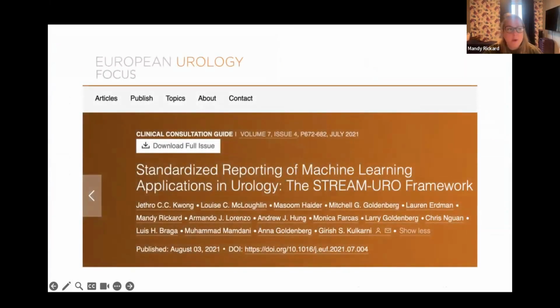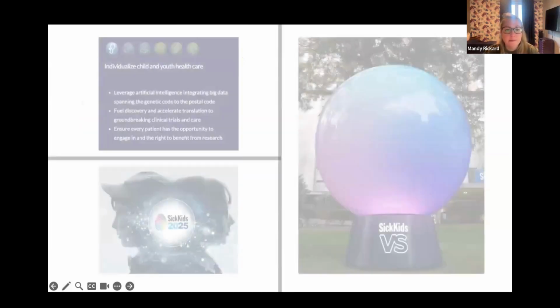And so because of this wide uptake of this technology, we proposed a framework of reporting of machine learning research in urology. STREAM-URO offers suggestions about standardized reporting of AI-based urology models, similarly to PRISMA guidelines and CONSORT guidelines for other types of traditional research.